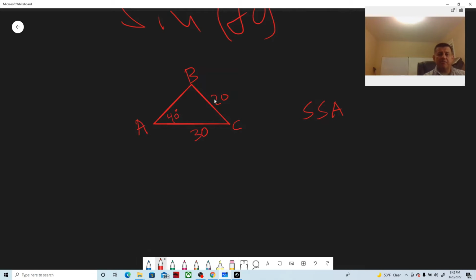Let's say, for example, we want to find this angle using the law of sines. What can we do? In this case, remember that we have one angle and we're looking for a second angle. After we have the second angle, we find the third angle. Easy.